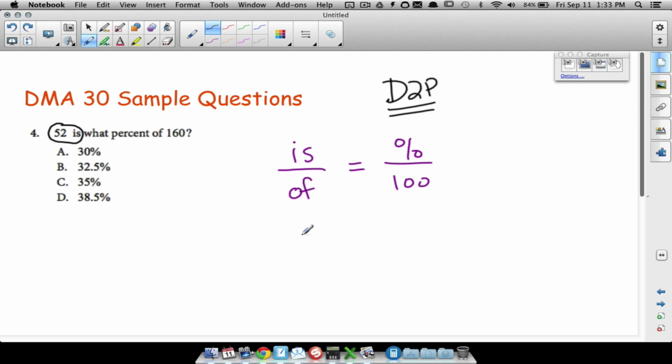52 is, so that goes up top of the first fraction. I'm going to draw my 2 fractions out. What percent? We don't know what percent. If we don't know the percent, we use an X there. So I'm putting an X in that spot. And then we have of 160. So the of goes at the bottom. We put the 160 down there at the bottom. We always put a 100 in this spot.